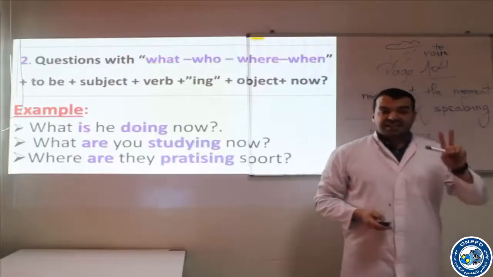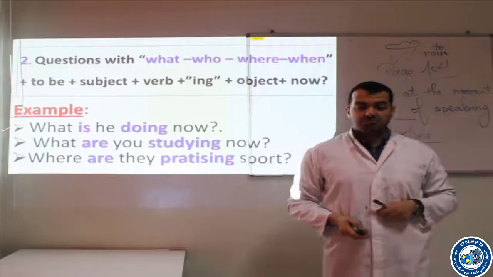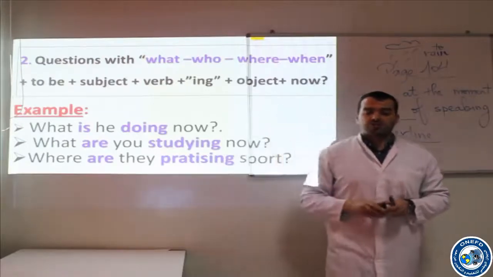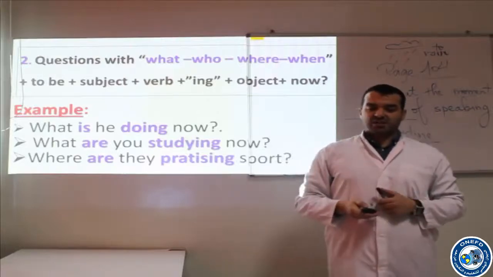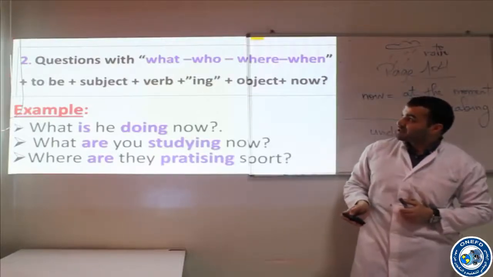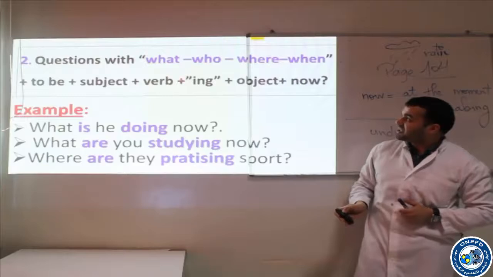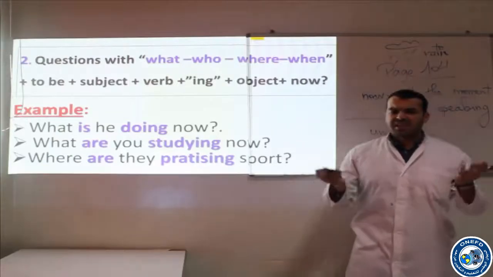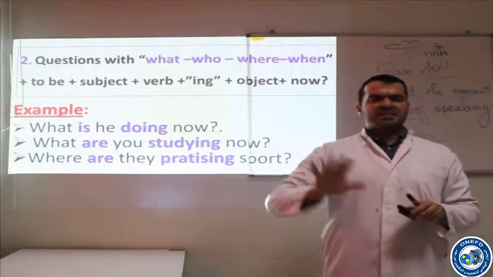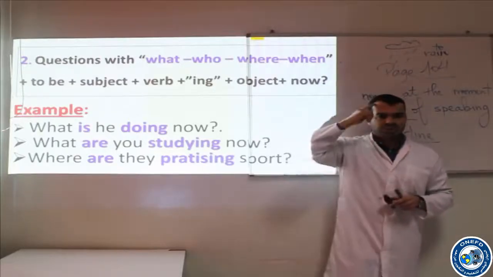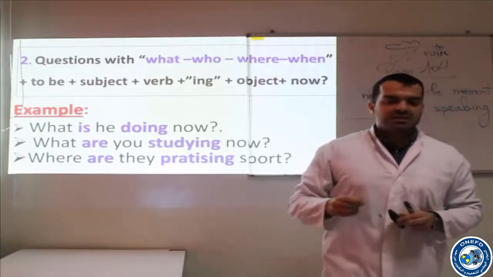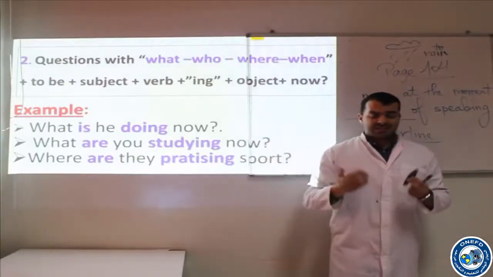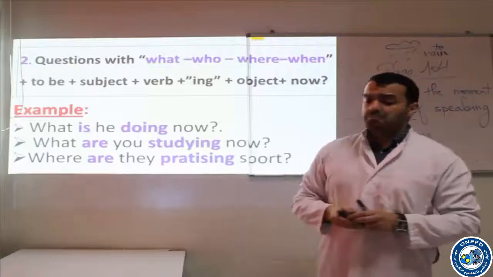Okay? Now the second case, WH question. You start your sentence with who, which, where, when, etc., plus to be, subject, plus verb, plus ing, plus object, plus noun. For example, what is he doing now? Try to imagine, for example, he is listening to music now. He is reading a book now.